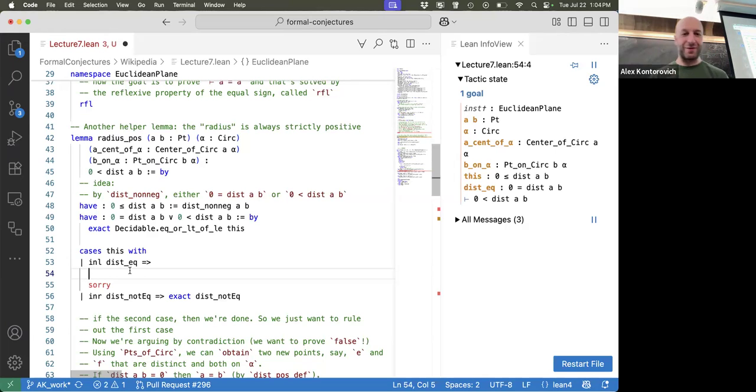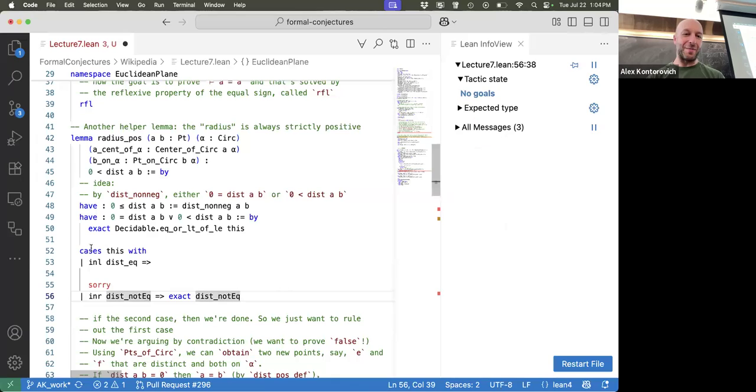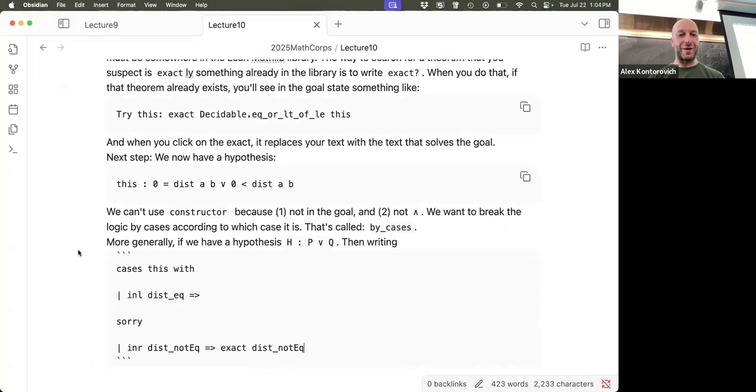So let me record all of this. Writing cases, okay, so it's a little more complicated. Writing this, I'll just copy the whole thing and hopefully you'll figure out how we got here.